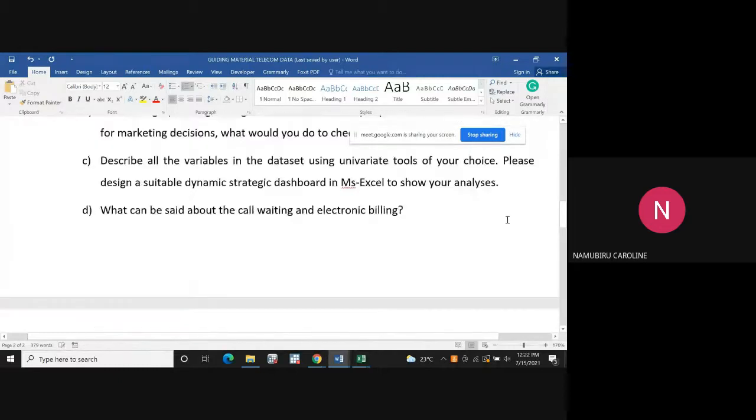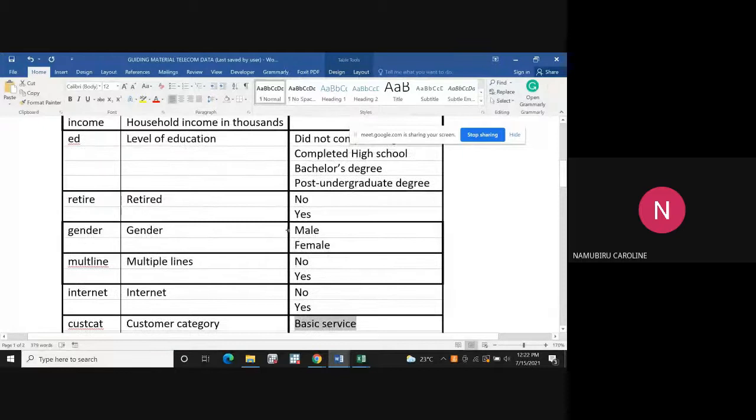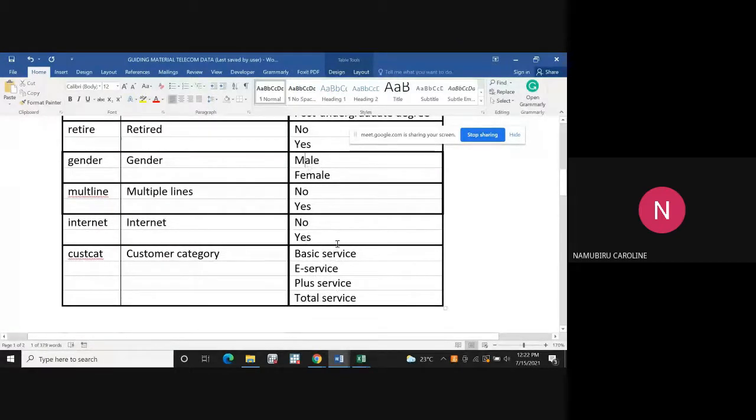So when we come to our data dictionary, the basic service customer category is here, and then the males are here. One key thing you realize is that these specific categories fall under these variables. One is under gender, one is under customer category, which means that if we want to determine the number of clients that use the basic service and are males, we are going to have what you call a contingency table. It's a row-column frequency table, because there are 2 categorical variables.